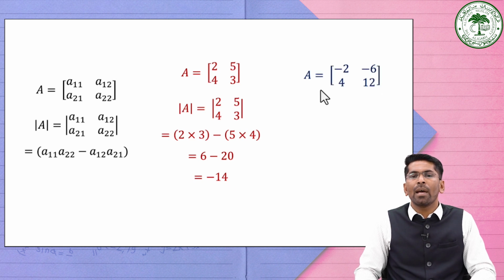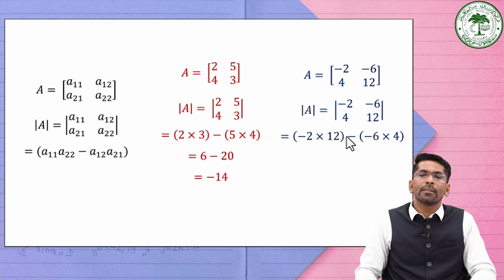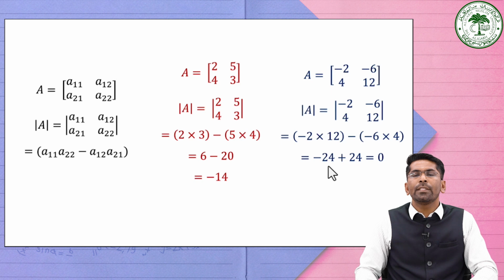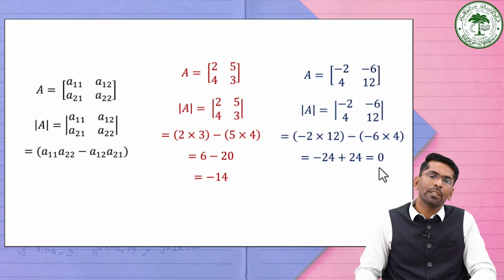Consider another example. We have a matrix A equal to minus 2, minus 6, 4 and 12. We have a 2 by 2 matrix, and we want to find out the determinant value. How can we find it? We multiply the elements on the principal diagonal, that is minus 2 into 12, minus 4 into minus 6 or minus 6 into 4. See here, minus 2 into 12 is equal to minus 24, minus 6 into 4 is equal to minus 24. So minus minus will become plus. So it is minus 24 plus 24, which is equal to 0. So here the determinant value is equal to 0.